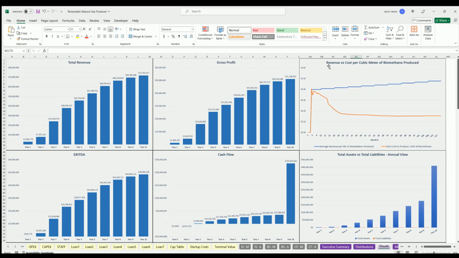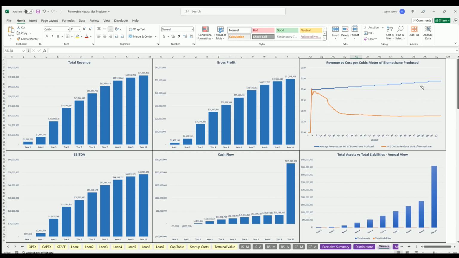But look at this, we've got revenue versus cost per cubic meter of biomethane produced. This is awesome. So you can see the revenue is kind of just going up based on those annual price increases, and otherwise the unit economics are fairly similar here. So your revenue is just slowly going up into the 40s. Your cost to produce starts up here around 40, but then it's dropping as you're producing more and your fixed costs are not rising as high.